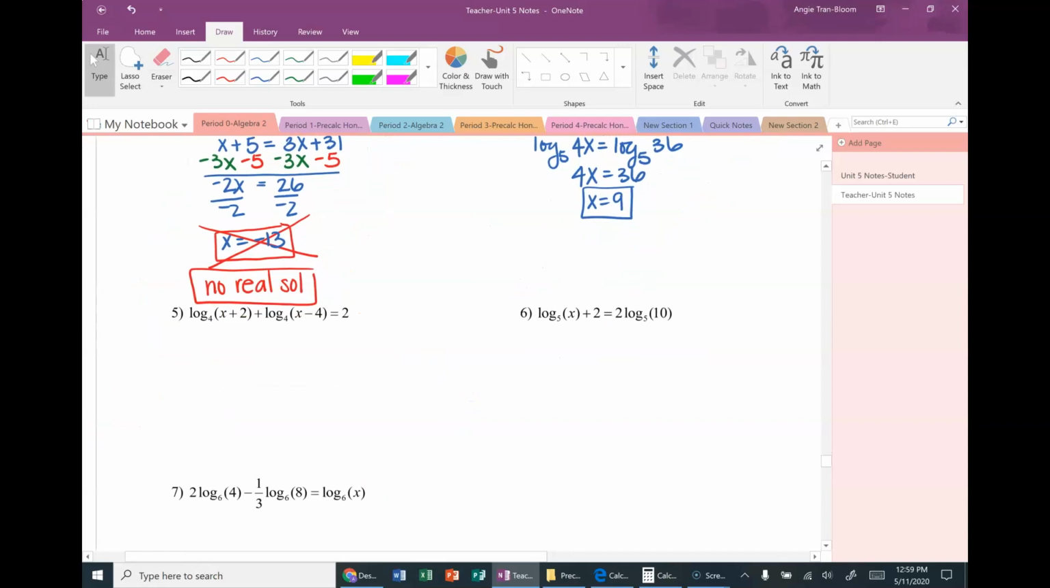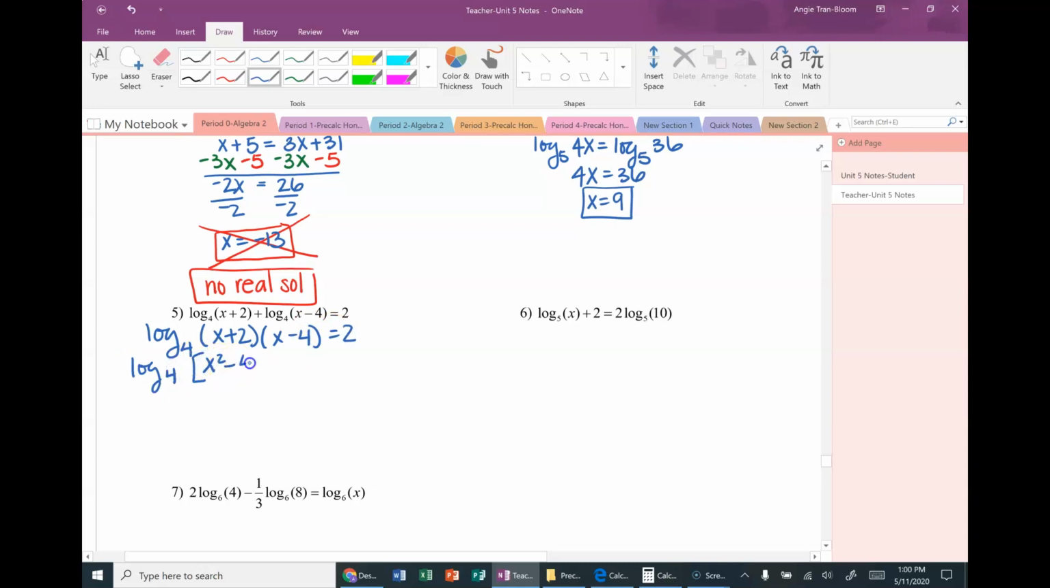Number 5, again, you have 2 logs on the left, no log on the right. So what you want to do is to condense it on the left side. It's an addition problem, so you want to write it as log of x plus 2 times x minus 4 equals 2.